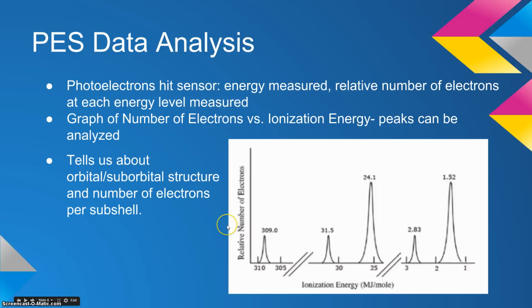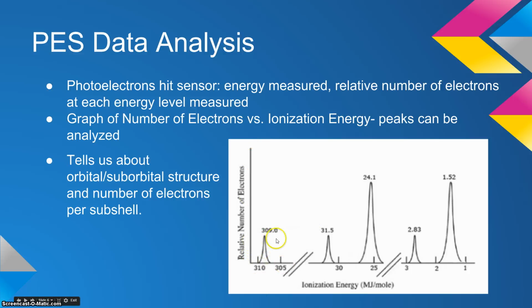So here we have an example of the data that could be spit out from a photoelectron spectroscopic unit. On the x-axis we have the ionization energy, and as you can see the ionization energy increases from right to left. So essentially here we would have the nucleus, and on the y-axis we have the relative number of electrons going from the least to the most.